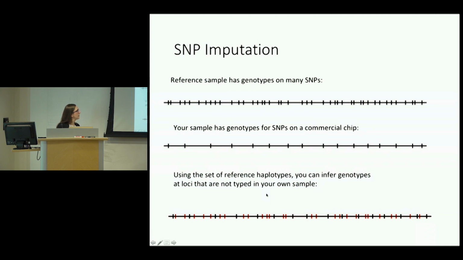So we can infer those missing SNPs from our sample that were not typed and obtain estimates or inferences of those missing SNP genotypes. And this allows us then to use this in our meta-analysis across different platforms that were used for assaying genotypes.